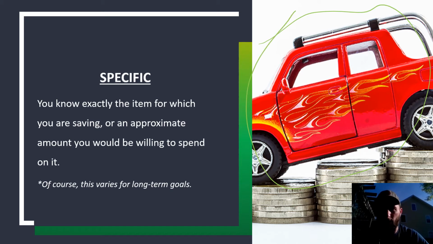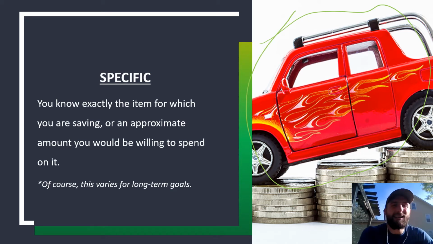They have a car. It's not enough to just say, I want to be able to afford a car. You want to be specific about what type of car you want or the amount of money that you'd be willing to spend on a car. So rather than just saying, I want a new car or a new truck, be specific. What type of truck do you want? What do you want to get out of it? Or how much money would you be willing to spend on that item?